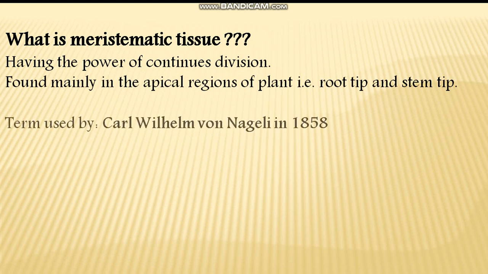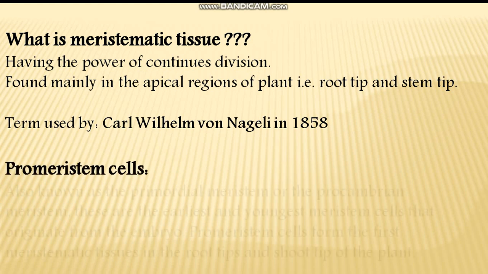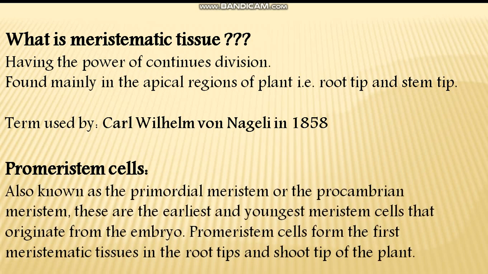The word meristematic tissue was first used by Carl Wilhelm von Nageli in 1858. Now, meristematic tissues are being developed by the promeristem cells, and these promeristem cells originate from the embryo.